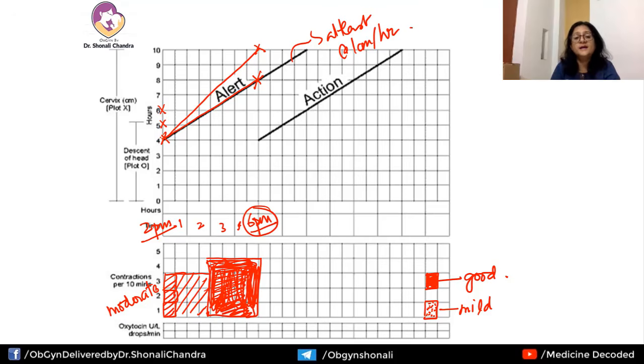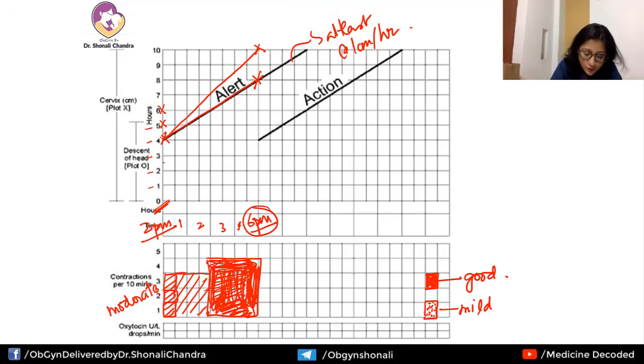How do we plot the descent? Okay, now let's say at 2 p.m. initially, she is, let's say if she were -2 station. So you realize here that the graph ends at 0. So friends, please remember that the descent of the head can only be plotted from -5, -4, -3, -2, -1 to 0 station. Okay, there is no +1, +2, +3 station that is plotted on the partogram.